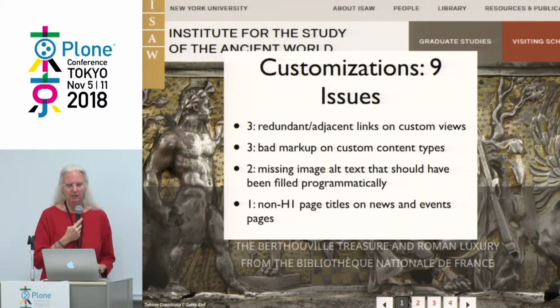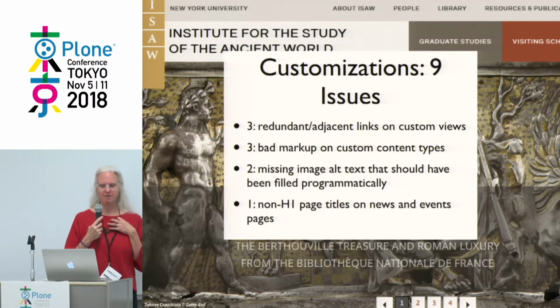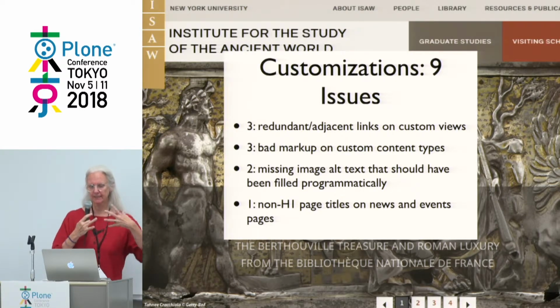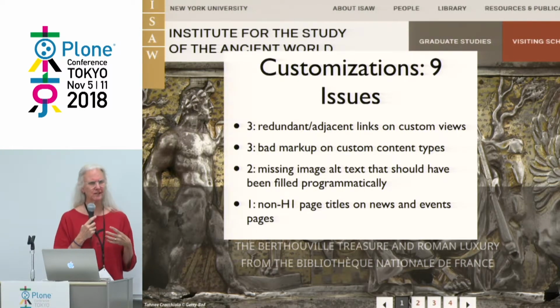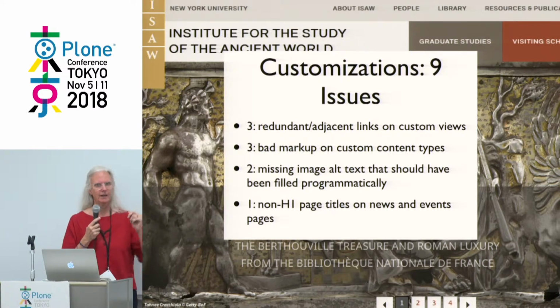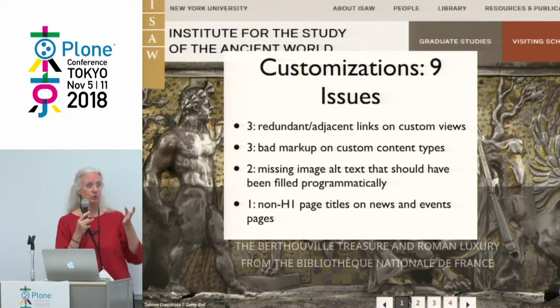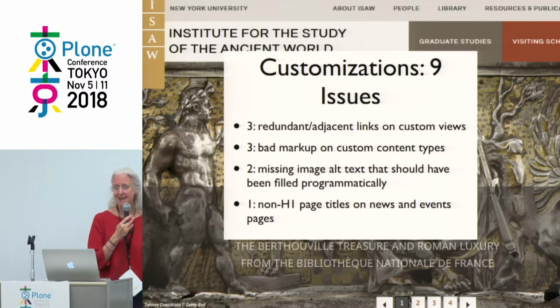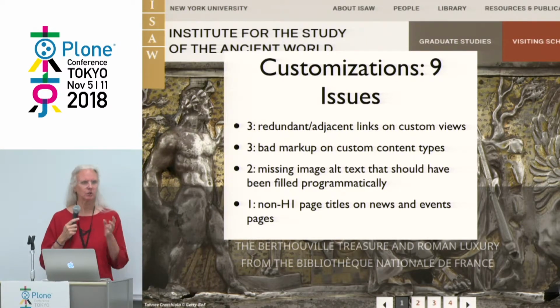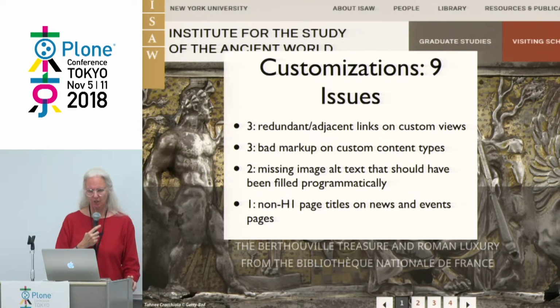All right. Customizations that we did. There were 9 issues found there. There were 3 redundant adjacent links on custom views, where you would have an image, a picture of a person, and then the person's name. Both of them would be linked to things, but they would be 2 separate links, and you're not supposed to do that. You're supposed to enclose the whole link in one thing. So that was 3 issues.